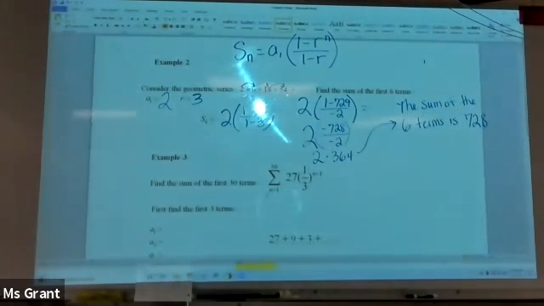Copy that down on example 2. We're really close to being done. But example 3 has a special notation, that Greek letter.